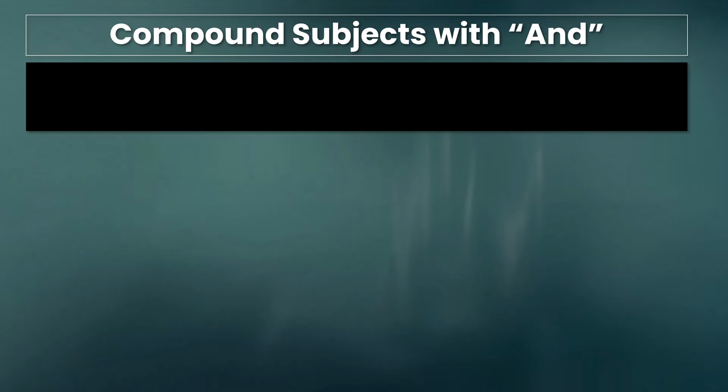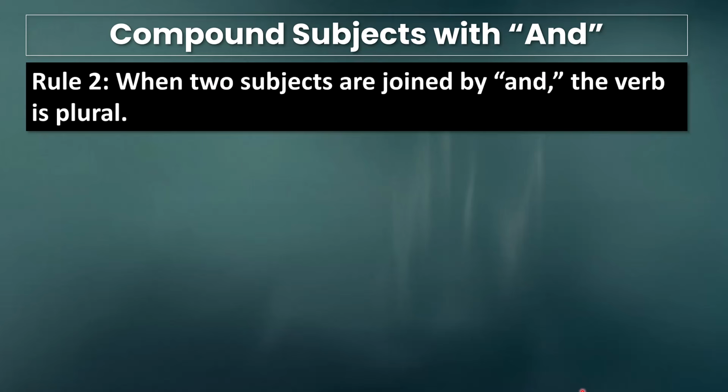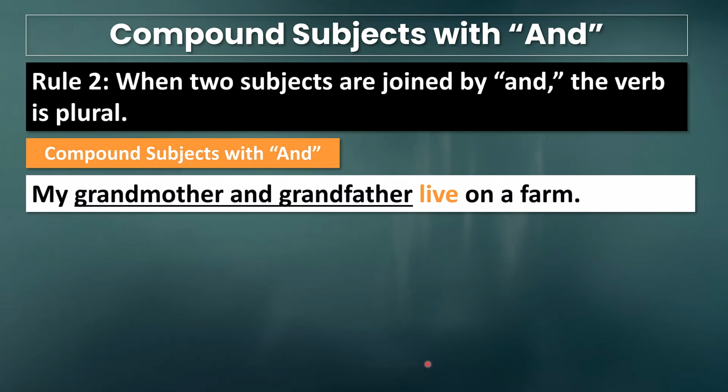So let's move on to our second rule. Rule number 2 is when 2 subjects are joined by and, the verb is plural. So let's look at some examples of compound subjects with and. My grandmother and grandfather live on a farm. So here we have 2 singular subjects that are joined by the coordinating conjunction and. So therefore, and is making this a plural subject because we're talking about both of them together.